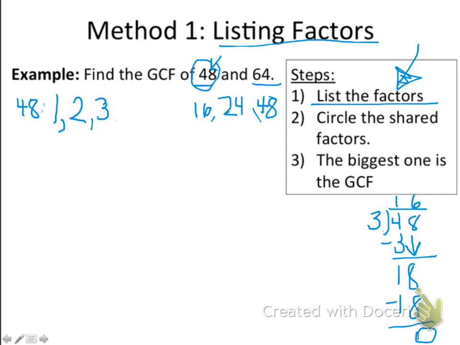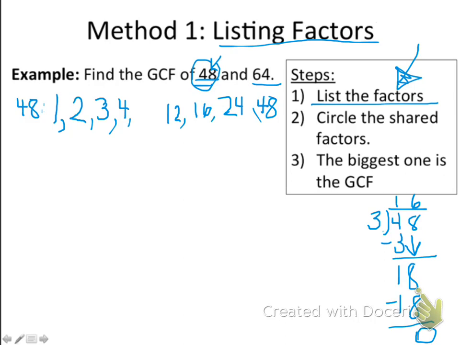Alright, number 4. The divisibility rule for 4 is if the last two digits are divisible by 4, then it is divisible by 4. 48 is divisible by 4, so we can write down our 4 here. And what times 4 gives 48? Well, 4 goes into 8 twice, and 4 goes into 4 once, so it will be 12.